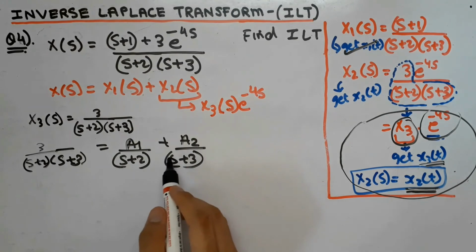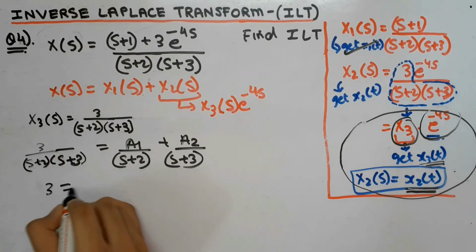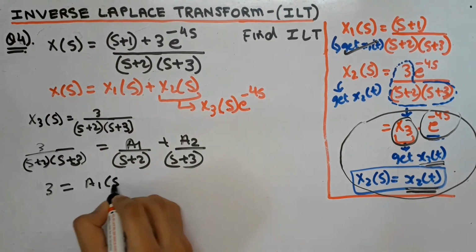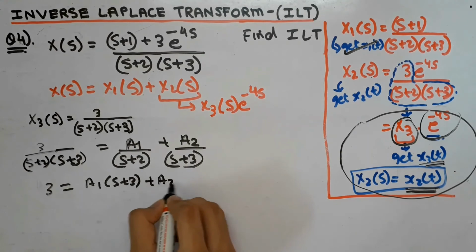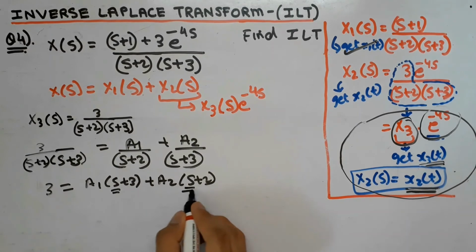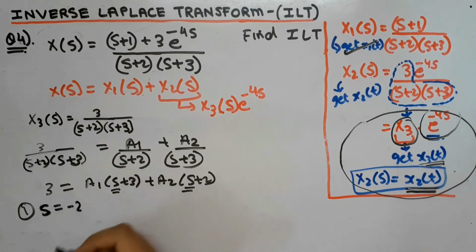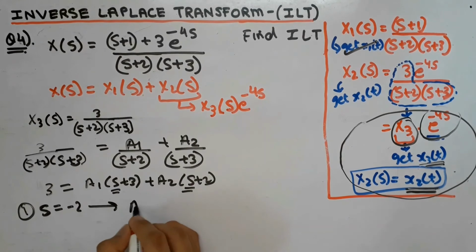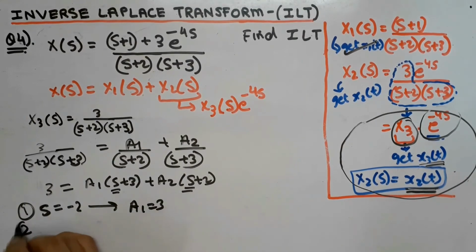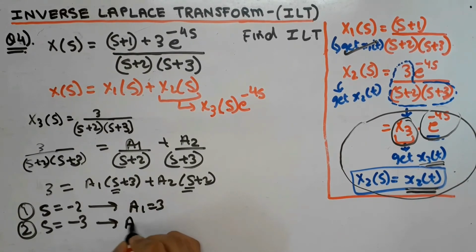Now we will solve this part and we will cancel the denominators from the LHS and the RHS. On doing that, you will get 3 is equal to a1(s plus 3) plus a2(s plus 2). Similarly, now we will substitute the necessary values for s and get the values of a1 and a2. That is, first of all, we are going to put the value of s as minus 2. From there you will get the value of a1 to be 3. Similarly, we are going to put the value of s as minus 3, and from there you will get the value of a2 as minus 3.